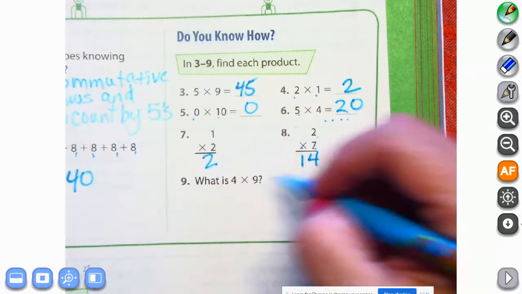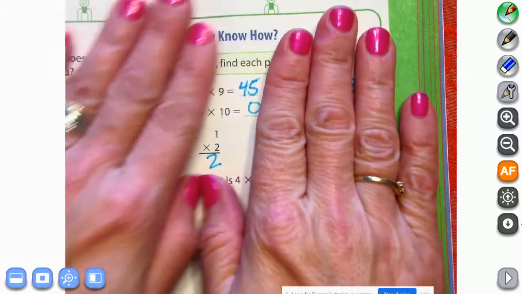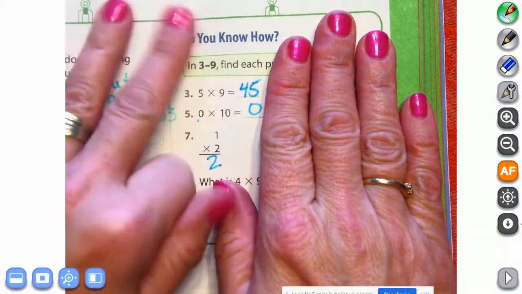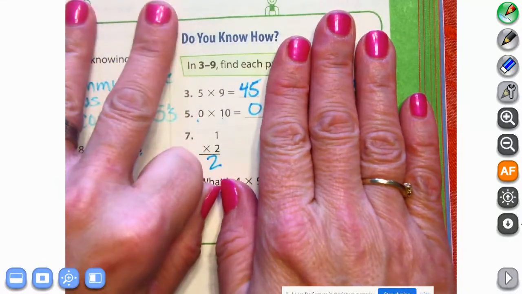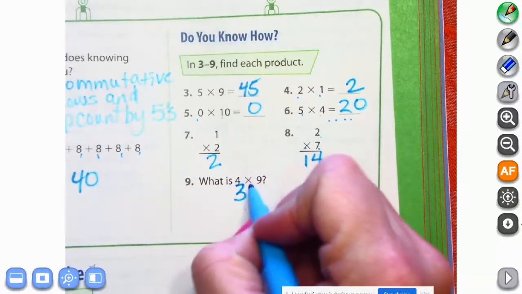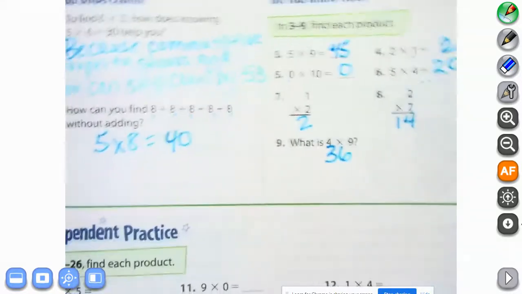And then what is 4 times 9, or 4 groups of 9? Since it's a 9, we can do our trick. 1, 2, 3, 4. Put the fourth one down. 10, 20, 36. 36 is the answer. Okay, make sure you have all of that written down at the top.